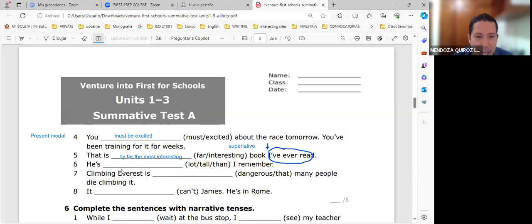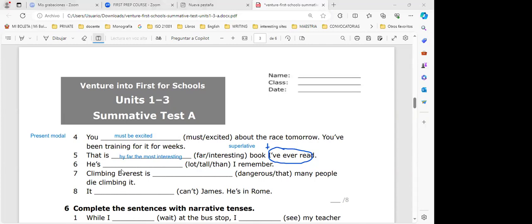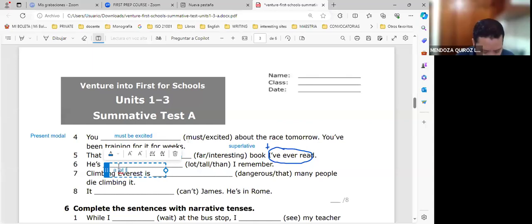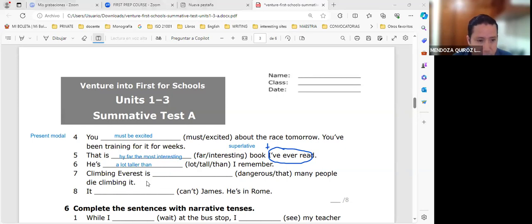Number 6, Dalma. He's a lot taller than I remember. Number 7 was Naomi.